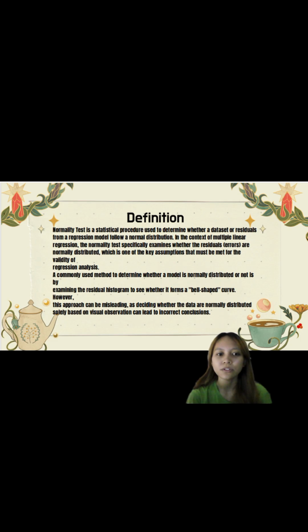A commonly used method to determine whether a model is normally distributed or not is by examining the residual histogram to see whether it forms a bell-shaped curve. However, this approach can be misleading, as deciding whether the data are normally distributed solely based on visual observation can lead to incorrect conclusions.